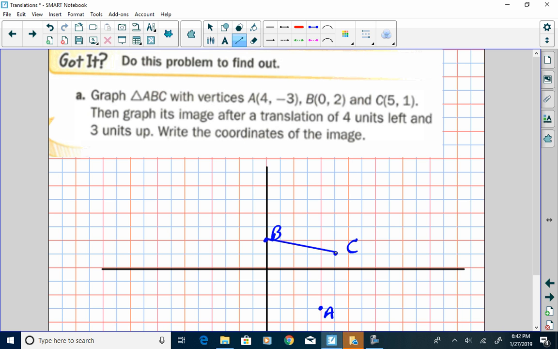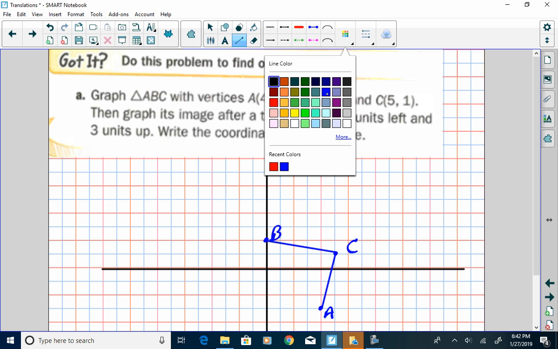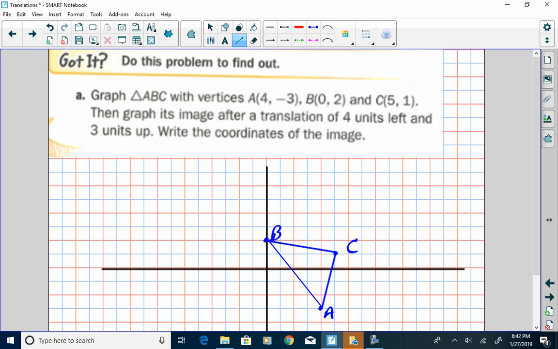So connect here, connect here, and I want to go, and again, right, I need my line, make sure that that's blue, and I want that to be blue, and I'm going to go from here to here. So there's triangle ABC. We have to then translate each point of our triangle. 4 units left, 3 units up.